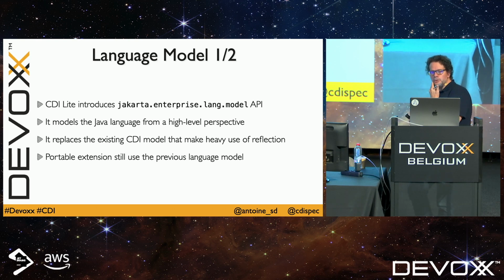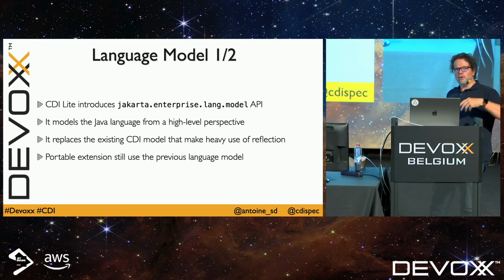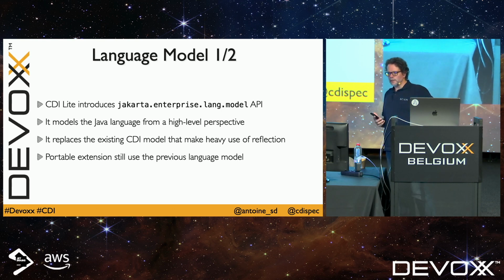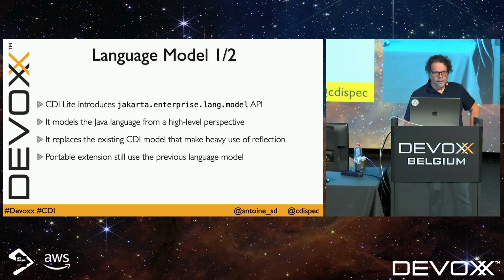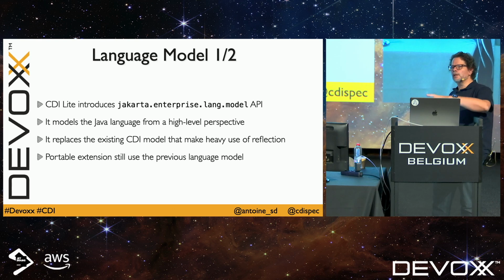As I said, we had to introduce a new language model to provide the equivalent of reflection, mainly regarding annotations, so adding a qualifier. I will show you some extension examples after that. So for instance, adding a qualifier or defining a qualifier as an interceptor and so on. It provides a way to model the Java language from a high perspective. And of course, this new Java language model doesn't replace the existing metadata language model we have in portable extension.